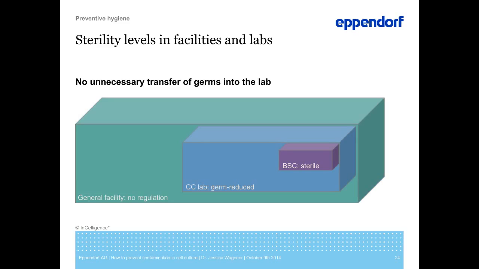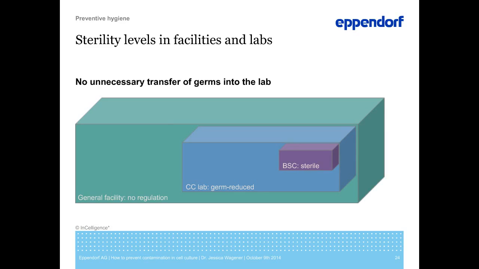Outside the germ-reduced cell culture lab, you can have your normal facility without regulations and without preventive hygiene. But at the door to the cell culture lab, take some precautions to reduce the germ load. This is what some institutes don't do. They do treat that cell culture lab a lot of times like a regular lab. So the blue area is also green in these facilities. Before you enter the cell culture lab, wash your hands, disinfect, and use hand cream. Healthy skin has less germs than dry skin.